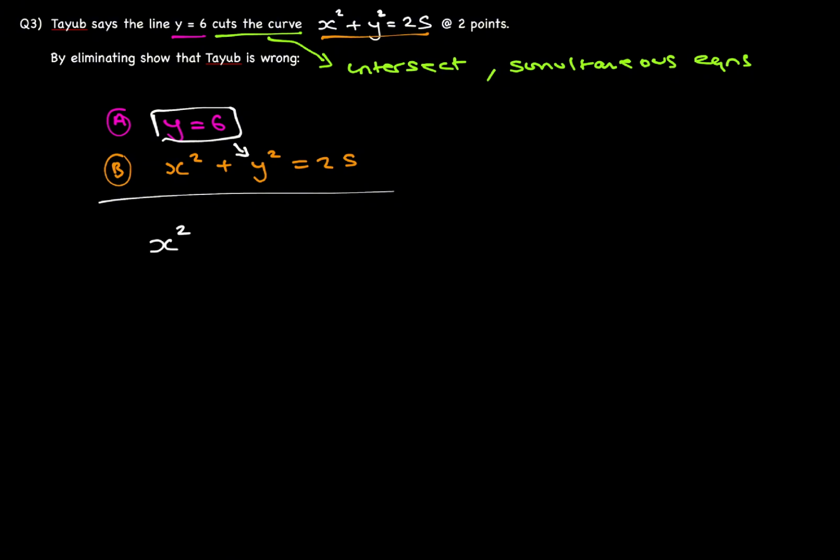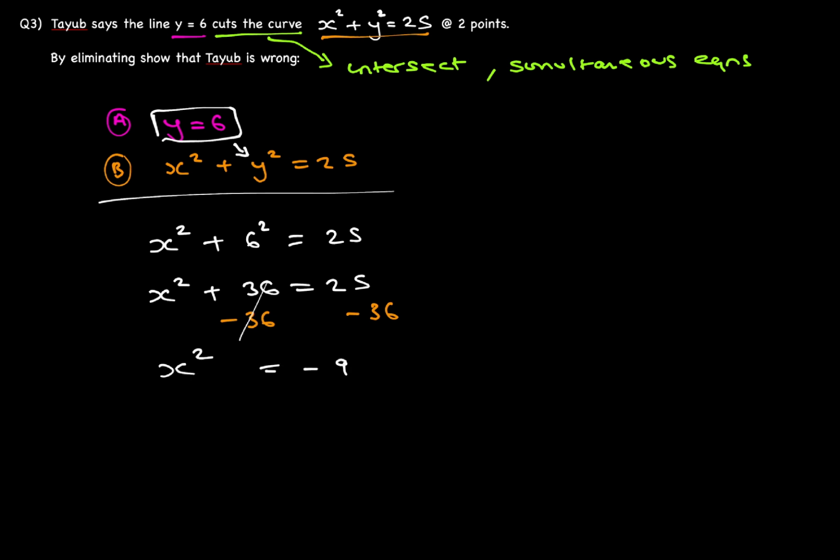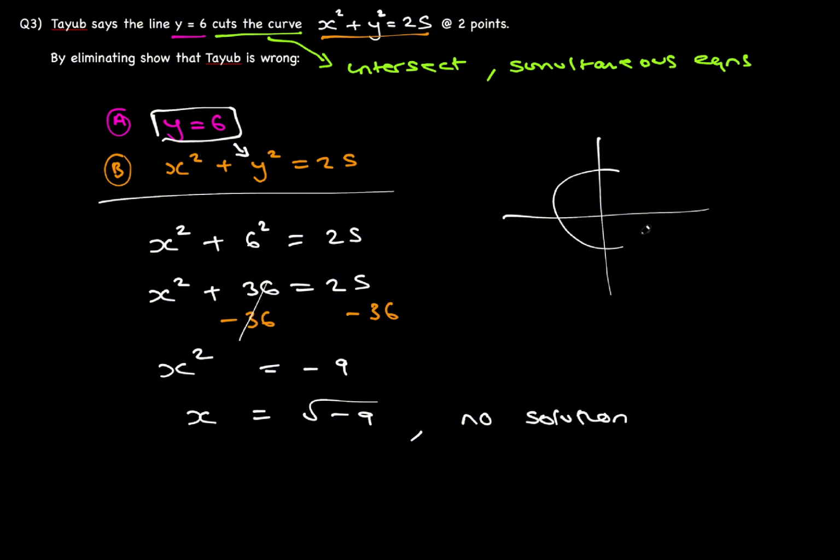We just substitute equation A into equation B. So I'm going to be left with x² + y², but we know y is now 6, so 6² is equal to 25. And I'm just going to solve for x. Therefore, x² + 36 is equal to 25. To get x² by itself, I need to subtract 36 from both sides. And I'm going to be left with x² is equal to 25 take away 36, which is negative 9. Now, in order to solve for x, I need to square root both sides. But I can't square root a negative number, so this x has no solution. Therefore, Tayyab was wrong. Graphically speaking, these graphs just never cross.